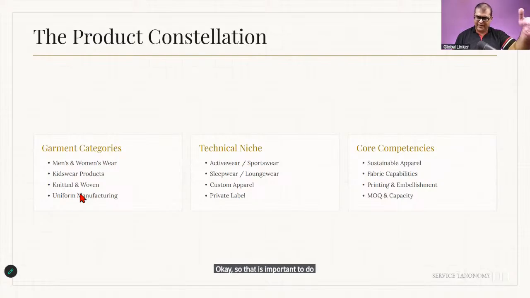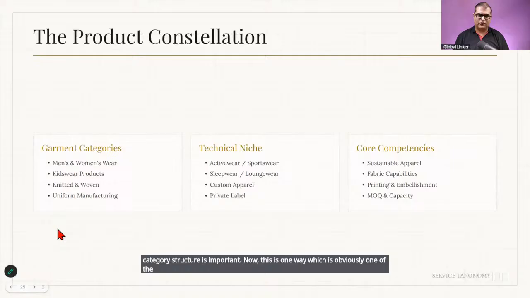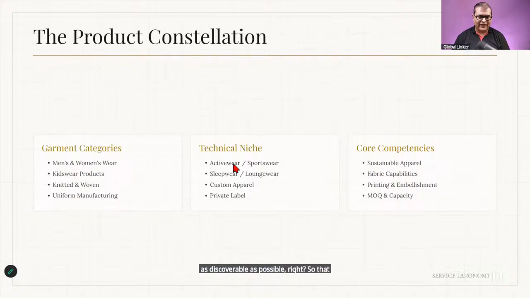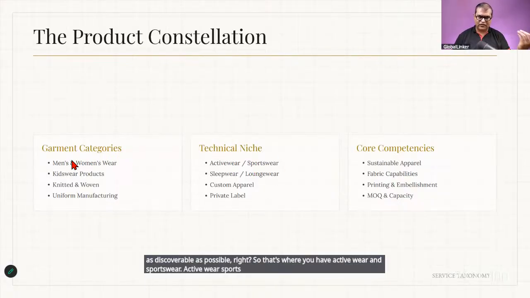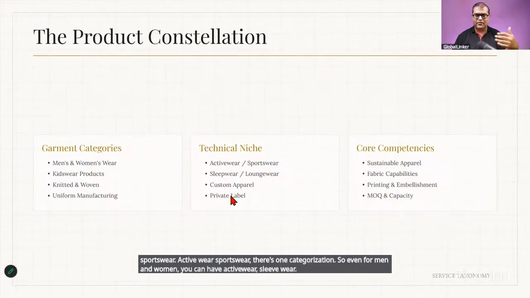But firstly, having this kind of category structure is important. Now, this is one way, which is one of the common ways a lot of businesses use. Second is technical niches. This is where it is expanding, because we have to be as discoverable as possible, right? So that's where you have activewear and sportswear, this is one categorization. So even for men and women, you can have activewear, sleepwear, loungewear, custom apparel, private label.